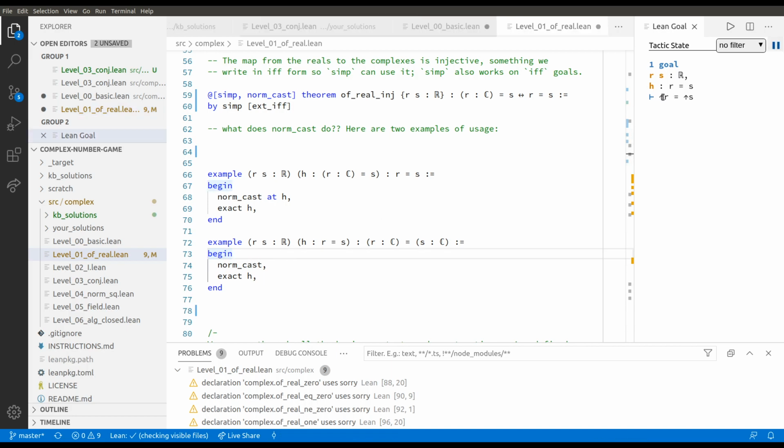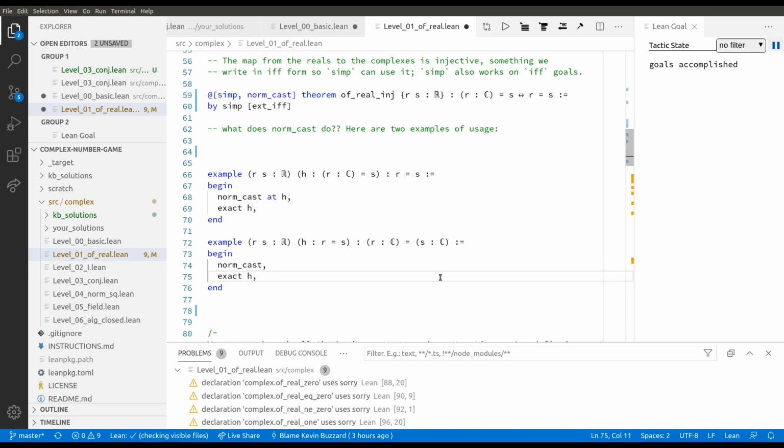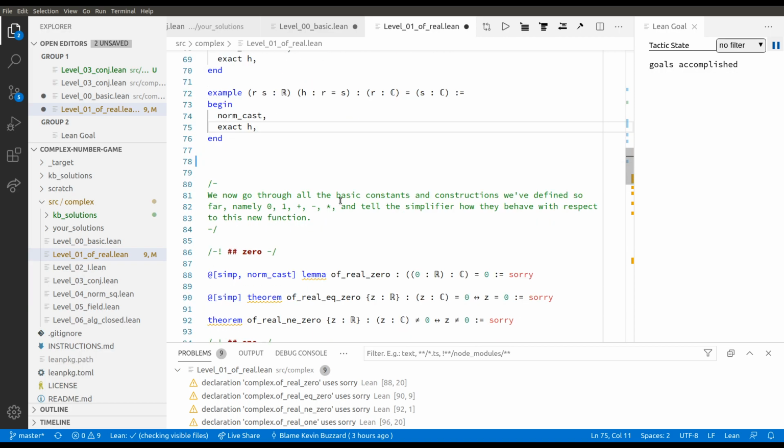You see, there used to be arrows in the goal. These are invisible maps, but the normcast tactic just removes the arrows. So again, this is easy because the goal is exactly a hypothesis. So that's the point of normcast.